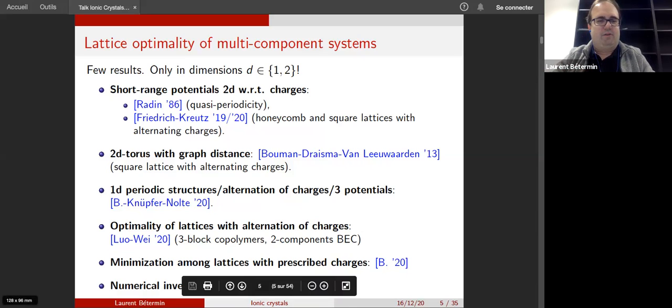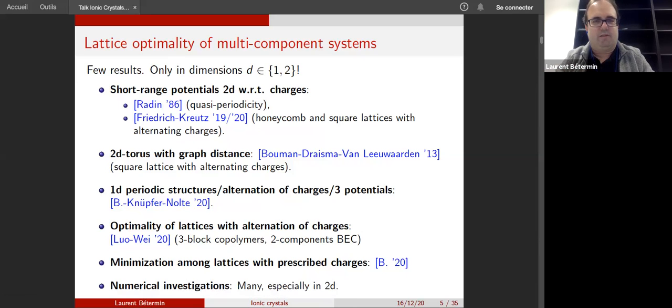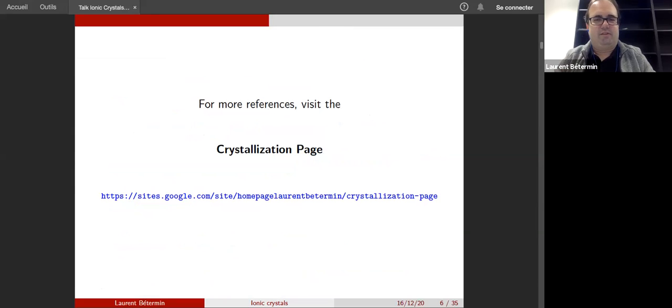And of course, there are many numerical investigations, and I don't want to talk about that a lot. There will be some in 2D in particular, where you have many of them, and I will show you some of them. Okay, so for more references, you can visit the crystallization page I made. We will have a list of papers about crystallization and optimality of lattices.